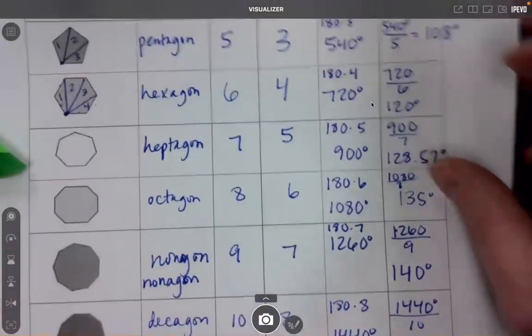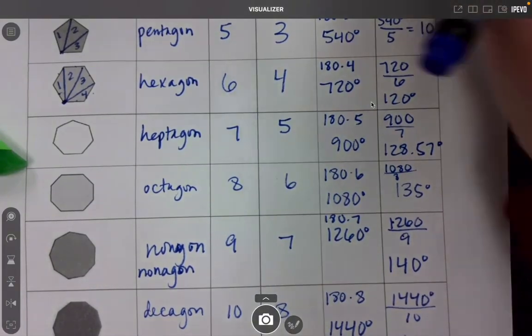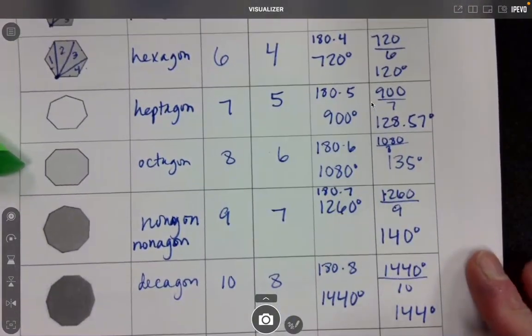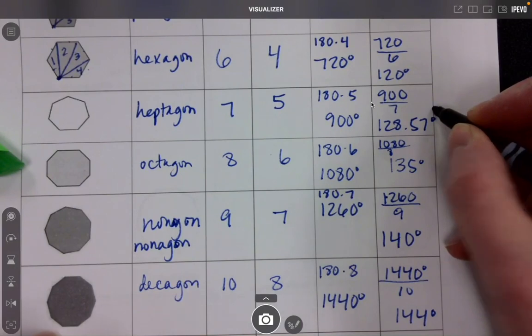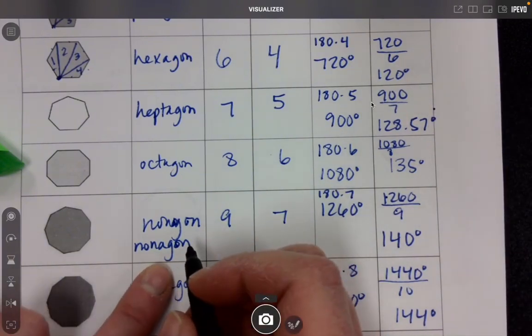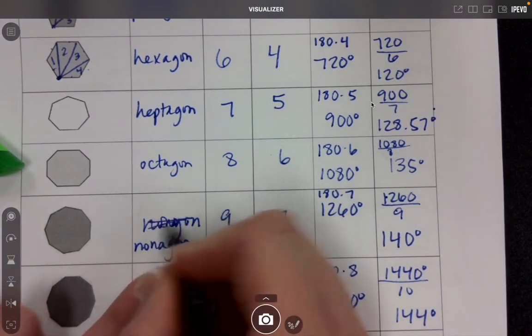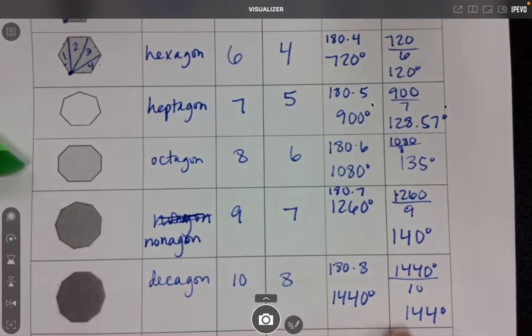So here's the rest of my worksheet that I finished filling out. This one was a decimal, so I had to round it. You'll notice on nonagon the first time I skipped a letter, and so I had to rewrite it. I was trying to do this in marker, so it was very easy to see, but if you make mistakes, you can't erase them. It's not like pencil. And now we want to go ahead and come up with some formulas here.